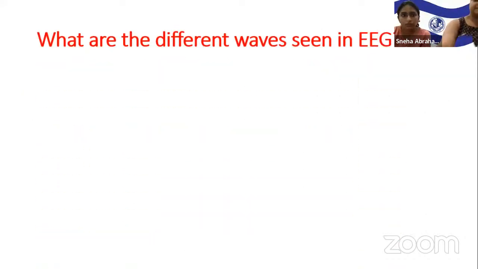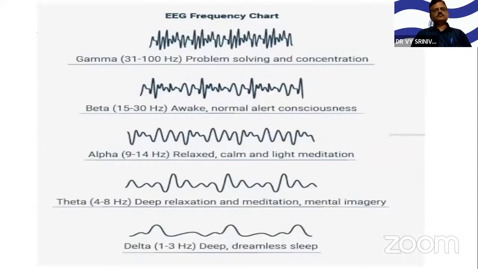What are the different waves seen in EEG? So there are four waves which are commonly seen in EEG. The first is a beta wave between 12 to 30 hertz, which is seen in awake patients. And alpha waves, which are between 8 to 12 hertz, are seen in an awake patient with their eyes closed, or in lighter planes of anesthesia at the time of induction. Theta waves and delta waves are low frequency waves with higher amplitude.